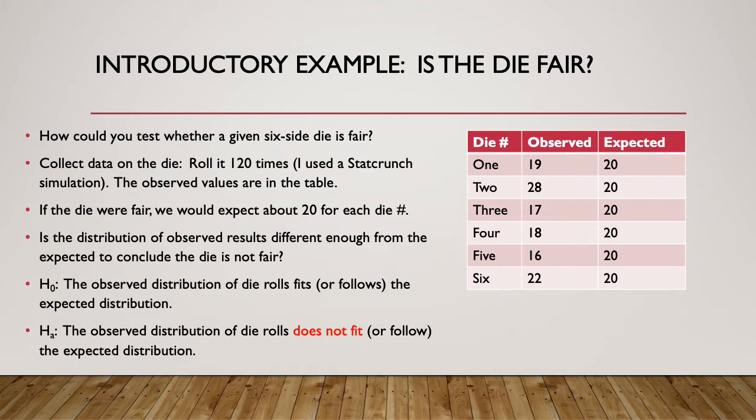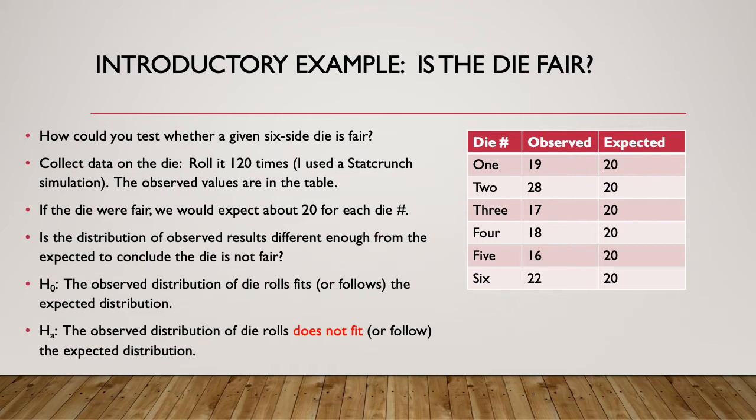Well, first you would collect some data, a sample. Let's say we roll the die 120 times. I'm just picking 120 to be a nice number divisible by 6. And I used StatCrunch to simulate the die rolls. I've got the simulation data in the table here under the observed column. In my simulation, 19 out of 120 of the rolls came out 1, 28 of them came up 2, etc.